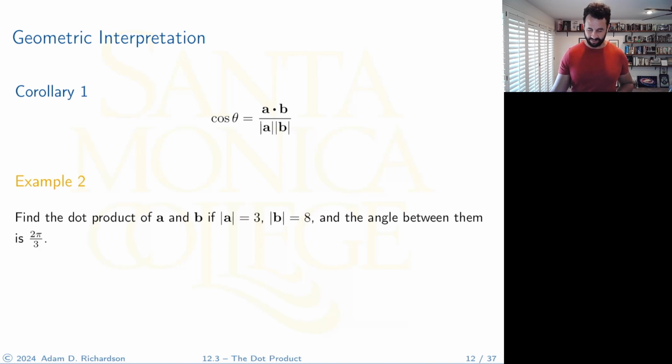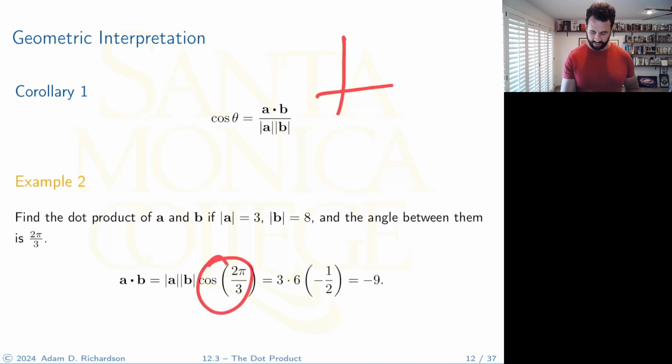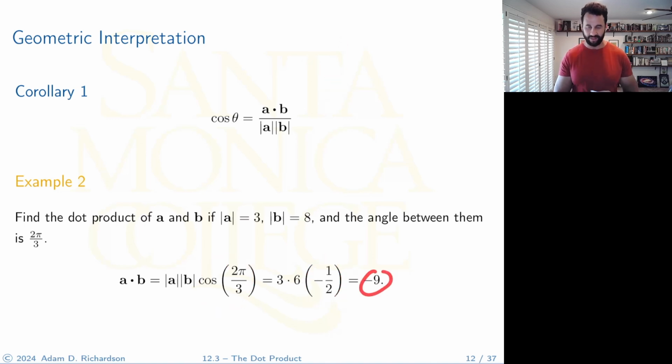Okay, let's do it together. Pretty straightforward. We know the lengths and we know the angle, so we just fill in the blanks. By the formula above, we have this. Length of A is 3, length of B is 6. Cosine of 2 pi over 3 is negative 1/2. Multiply all that together and you get negative 9. So A dot B is equal to negative 9.